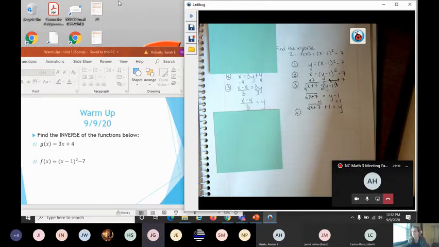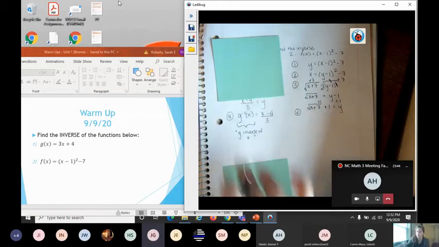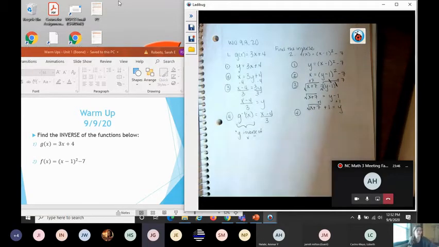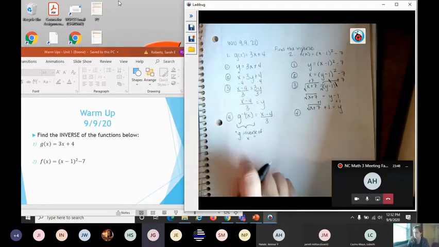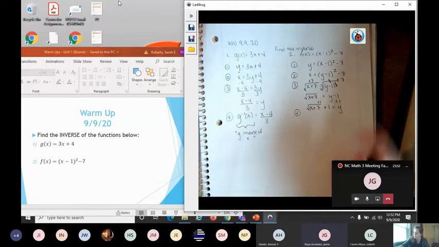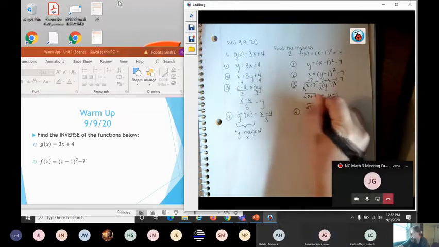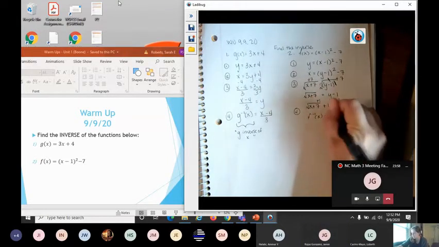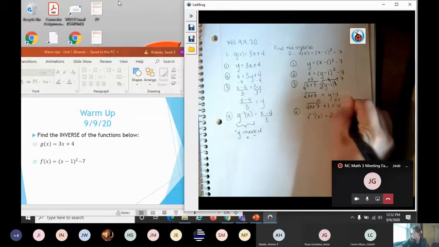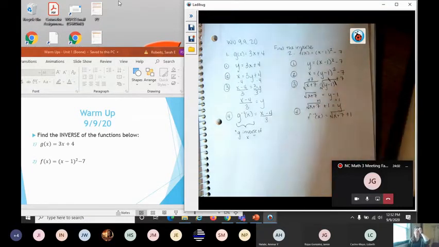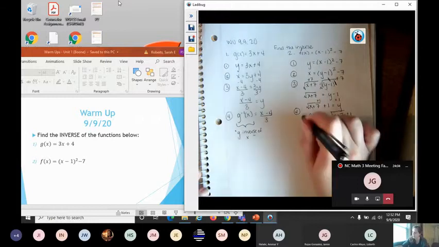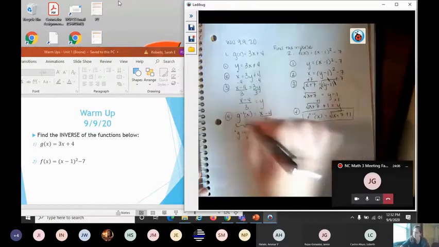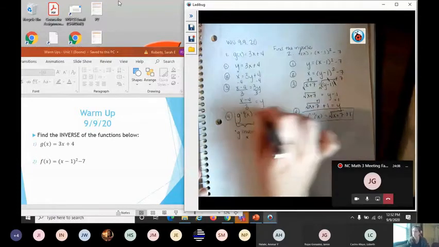Yeah. Perfect. What's the very last step? How do I do step 4? You change the Y to F. Yeah. F inverse, right? Yeah. So I'm going to have the square root of X plus 7 plus 1. All right. Thank you very much, Jamie. All right. And that would be my final answer there. This is my final answer over here.